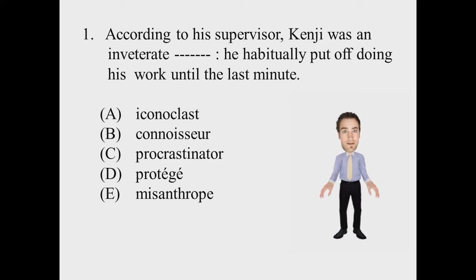In other words, if you see the letters C-A-T, cat, you know that it refers to a furry little mammal that goes meow. So when a student looks at this question and sees words such as inveterate, that's in the question itself, and then they look down and see the choices iconoclast, connoisseur, procrastinator, protege, and misanthrope, they see a lot of words that are difficult semantically. They just don't know the meaning of those words.